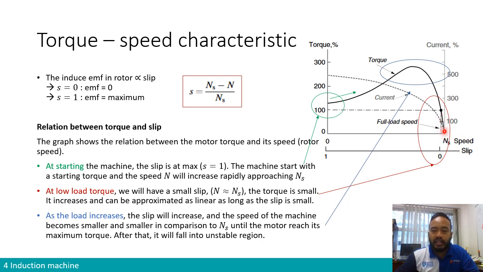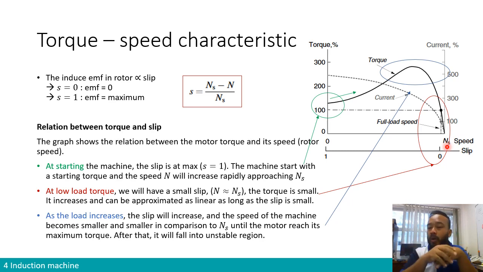Okay, so the increase of torque with regard to the speed over here can be considered as linear, because if you look at this curve on this side, it is more or less linear. So what does it mean? It means that if the load increases, the speed is going to be reduced proportionally, in a linear way.